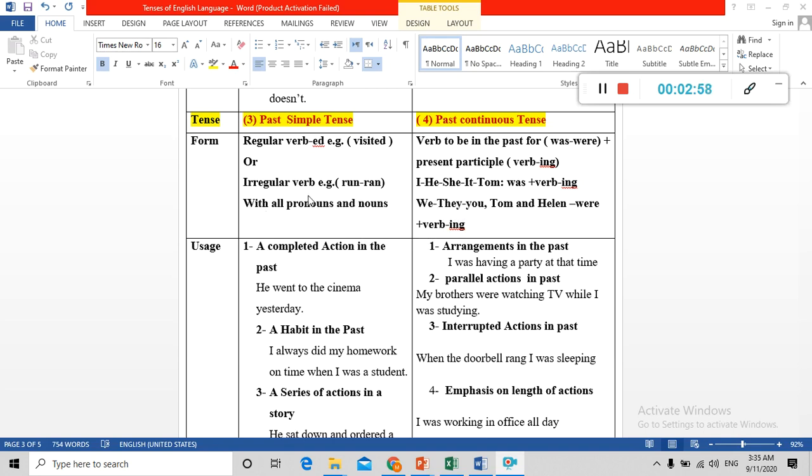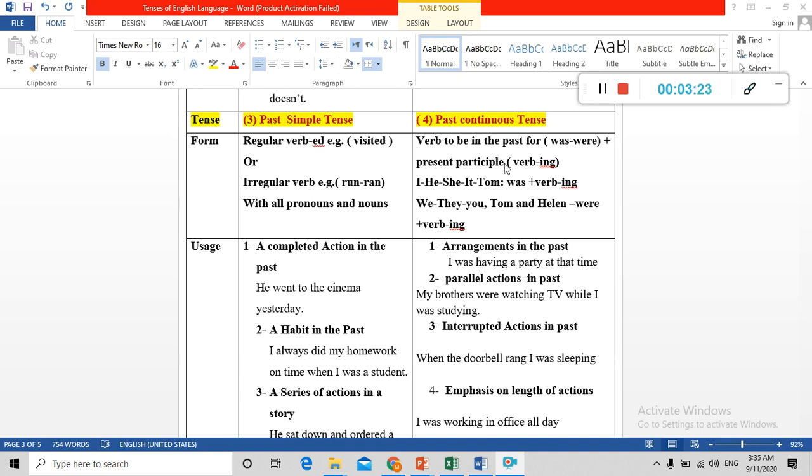Here we can see an example of past simple: I worked in this company 3 years ago. But here we can say: I was working in this company when I met Mr. Ahmed.